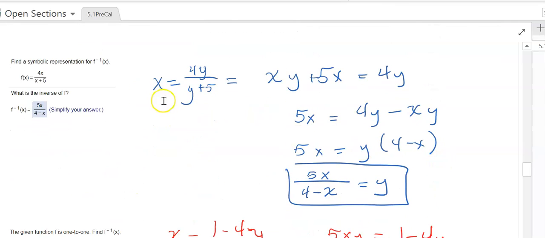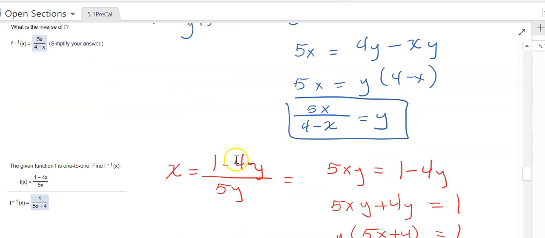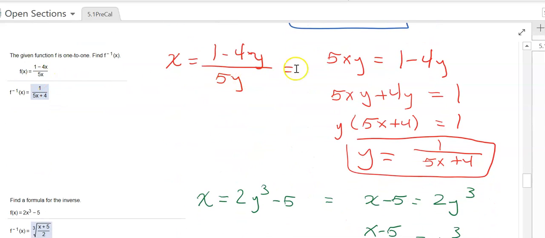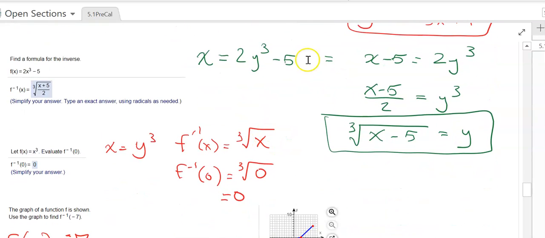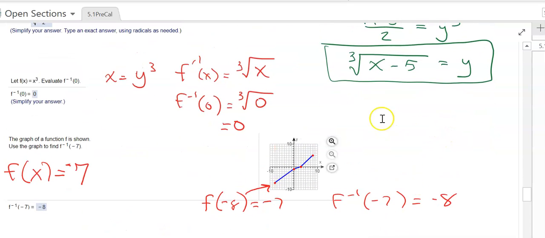And then in the rest of these, we're simply solving for our inverse. So we switch our x and y values, and then we solve, and we're done. Same thing here, switch our x and y values, and then solve. And our last one here in green, switch our x and y values and solve. And in these last couple problems, we're just evaluating. So I do the same thing here. I find my inverse, and I get the cube root of x. Then it's asking me to plug in 0. I do that, and I get 0.